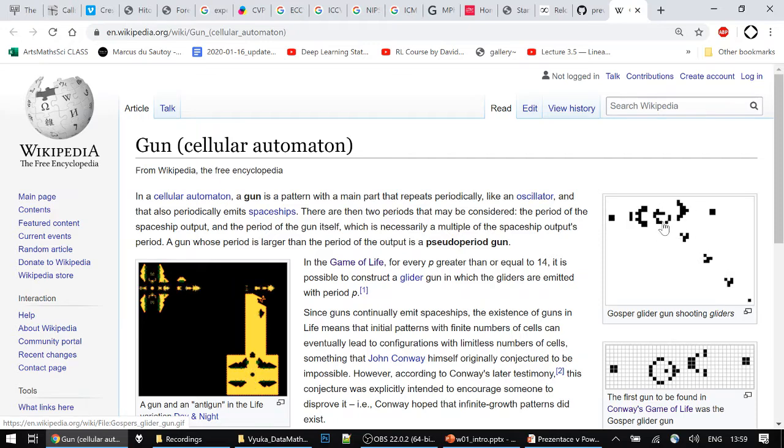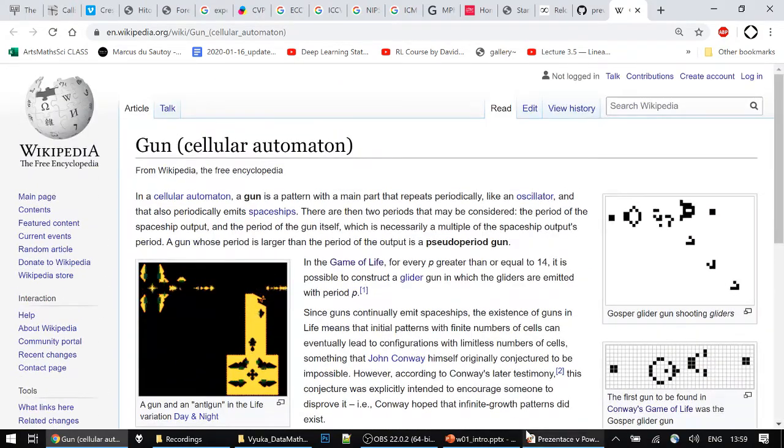Then there are these guns and gliders and sliders, which are, for example, this one is a slider which will always move to the right down. From these basic rules, this is what happens. So there is almost intelligent behavior in basic stuff.